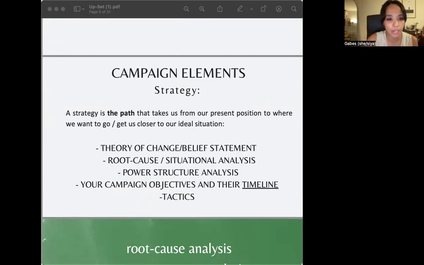Okay, so campaign elements. As you know, the strategy is the path that takes us from our present position up to where we want to go, or where we get closer to our most ideal situation. Your strategy can include this. Again, it's not fixed. You can use this as a template, but it is critical to have both a root cause or situational analysis and a power structure analysis before you determine your tactics. And of course, your timeline, because your goals, your objectives need to be time bound.